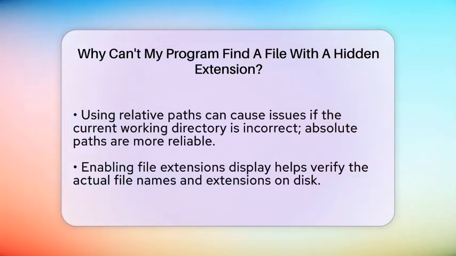To fix this, first enable file extensions in your File Explorer. On Windows, go to the View tab and check File Name Extensions. Next, use absolute paths in your code instead of relative ones. This makes sure your program is looking in the right place.